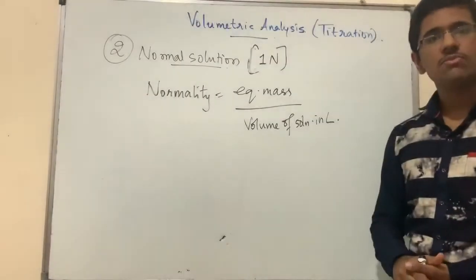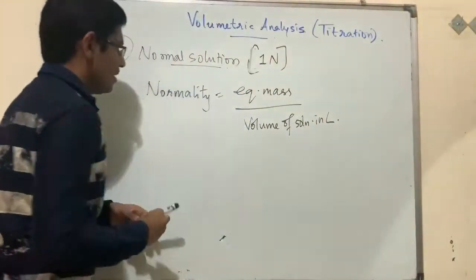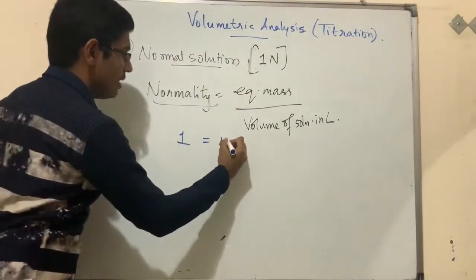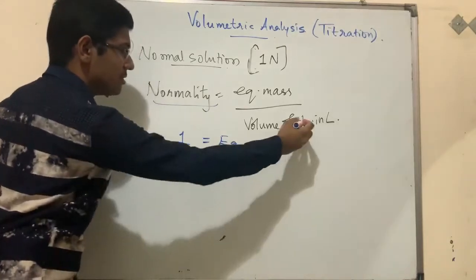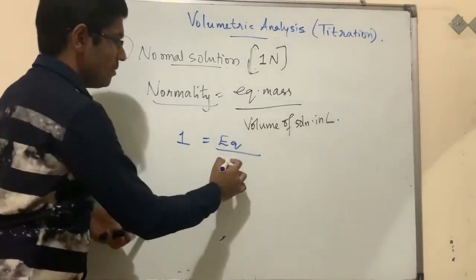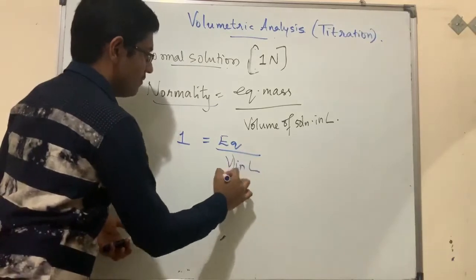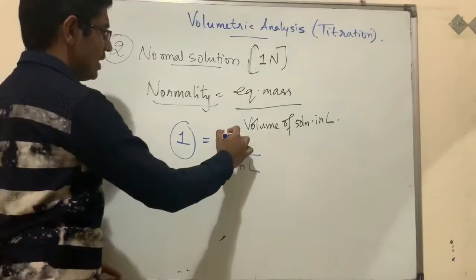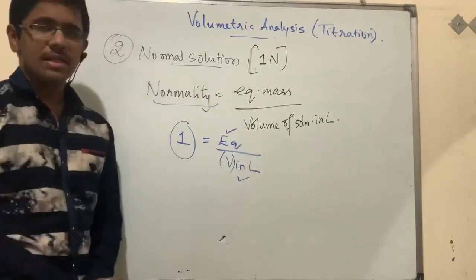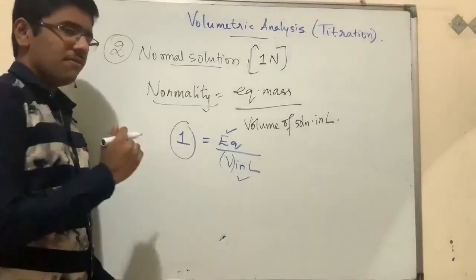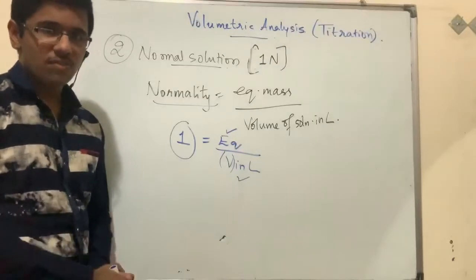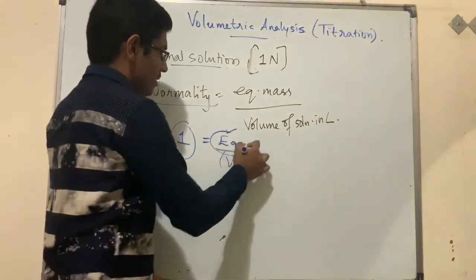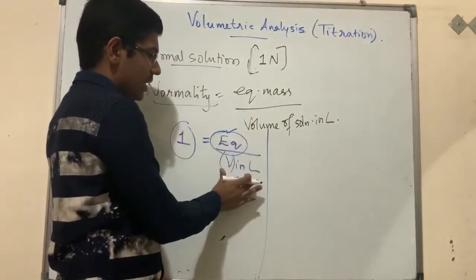Normality of that solution is 1. So how can we define normality? Instead of normality, if we put 1, we get equivalent mass divided by volume of solution in liter, V in liters. How can we obtain 1? If we take the numerator and denominator as 1, then the whole thing is 1. That is 1 equivalent in 1 liter.